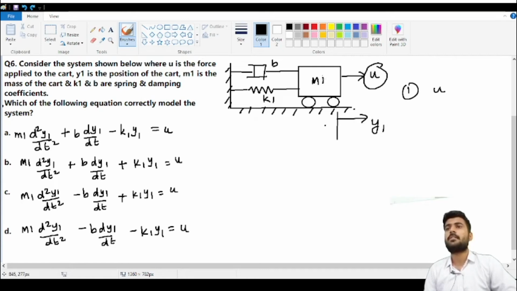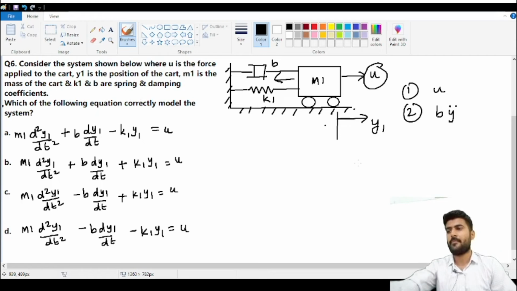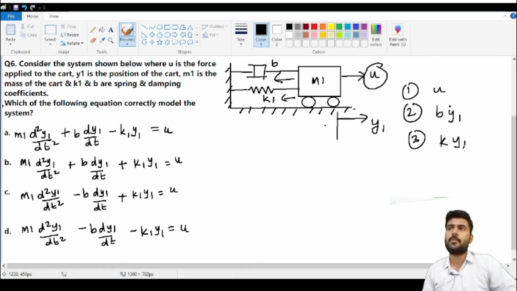So if the cart displacement is towards the right, then the force due to the damper will be towards the left, and it will be given by b times y1 dot. And the third force, which is due to the spring, will be k times y1. And the fourth force will be due to inertia, which will be equal to m1 y1 double dot.